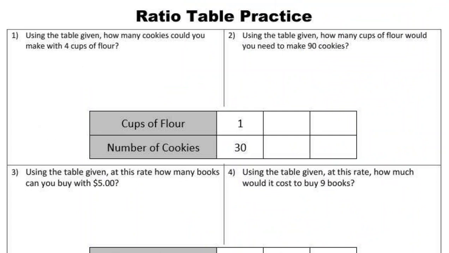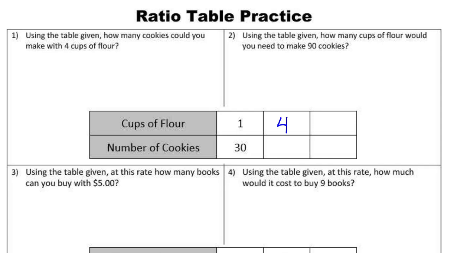All right, so the last page that we're going to look at is just still using more ratio tables practice. I'm going to do a few with you, and then you're going to do some on your own. So it says, using the table given, how many cookies could you make with 4 cups of flour? So I'm going to fill in the table. I'm going to put a 4 here.